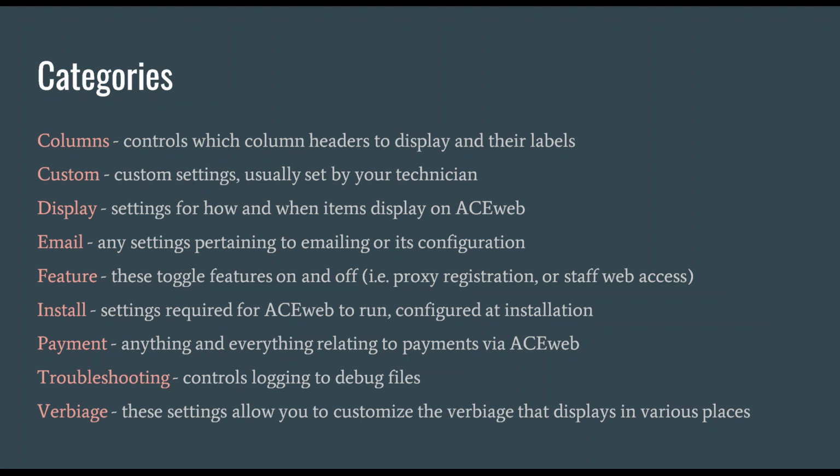The custom category is pretty much just going to be for things like if you have custom programming and something that was set by your technician or the ACEware programmer, that would be under that custom category. Normally, you're not going to ever have to mess with these.